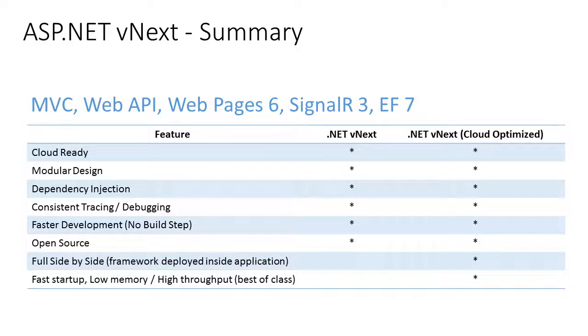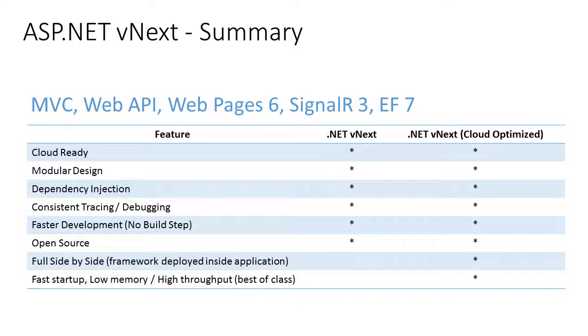So I mentioned some things about this cloud-optimized profile. vNext, we're calling ASP.NET vNext. Everything is supported in this vNext. So all of these things, and that includes web forms, existing MVC5 app, whatever you've got, all of these things: open source, faster deployment, cloud ready, all that good stuff. If you're building with MVC6 and going forward, then there are two more things we'll be able to do.